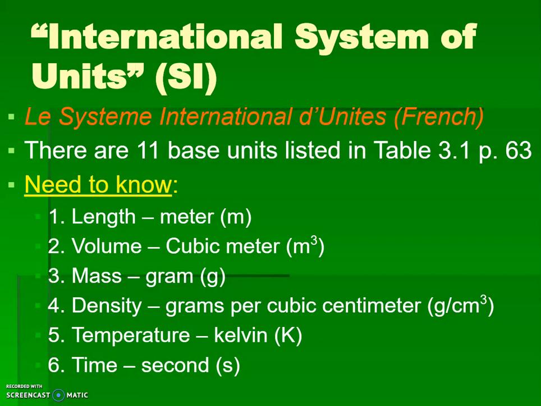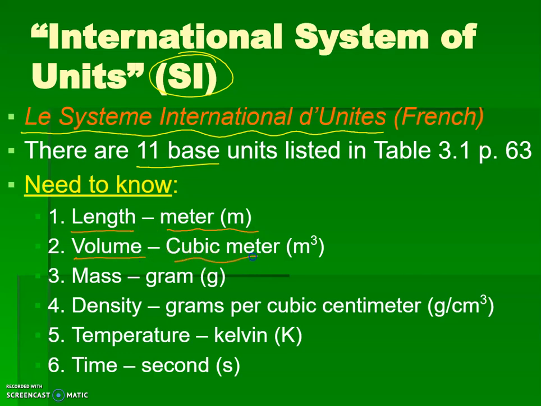All right, so the metric system is based off of Le Système International d'Unités, which is French and is also called the SI, International System. In your textbook, there are 11 base units that are listed. You really don't need to know all 11, but the ones that you do need to know are going to be length, which is your meter, and volume, your cubic meter, which is about the size of a washing machine, okay, a meter by a meter by a meter.